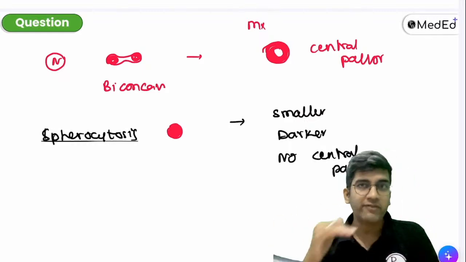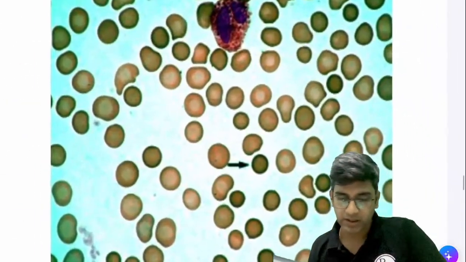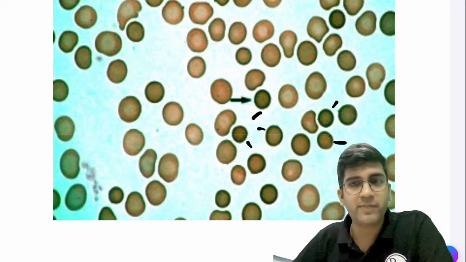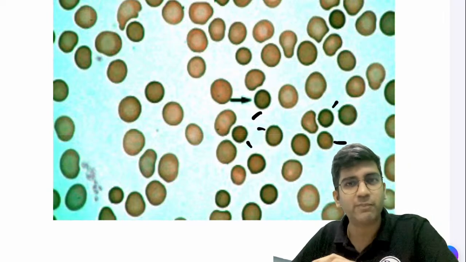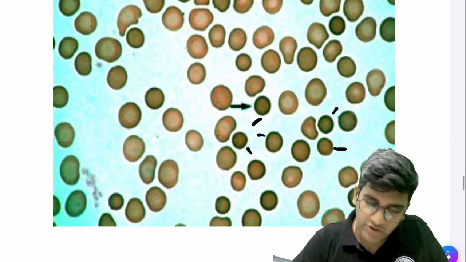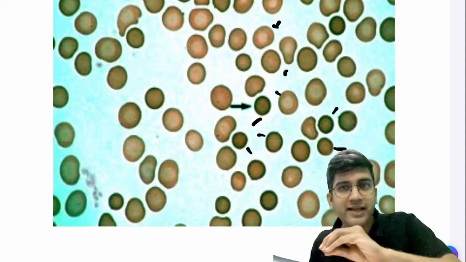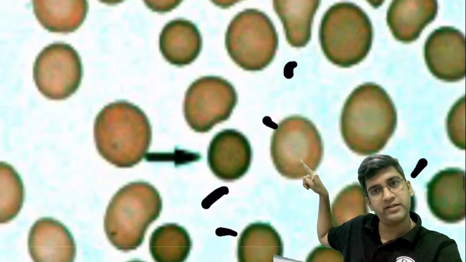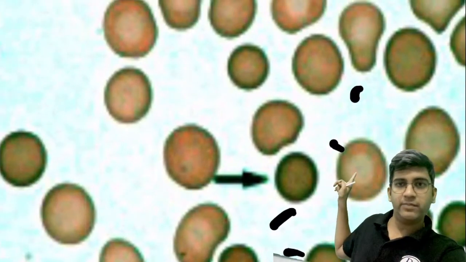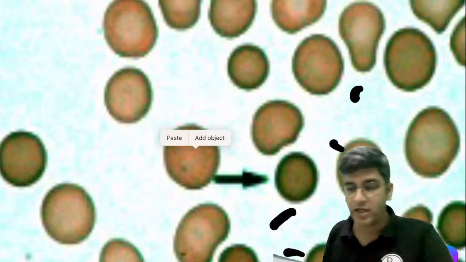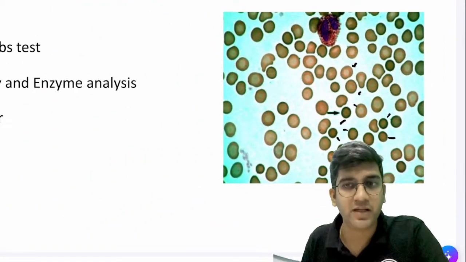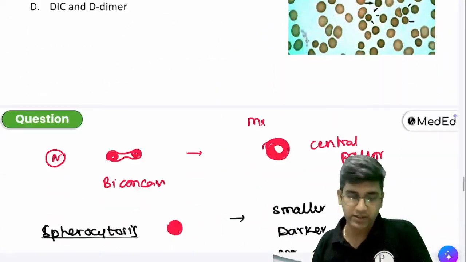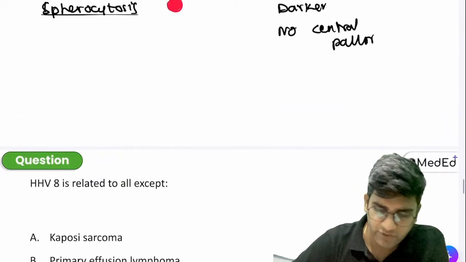So if I diagnose it, then we look at what's the answer. Look at this. Can I say all these don't have a central pallor? They are completely dark compared to these areas. Though this also does not have a clear central pallor, the central area is somewhat pale. If you look carefully, it's not the exact same color. Compare these two. So a spherocyte will not have a central pallor. They'll be smaller, darker, and have no central pallor. Now I know this is a spherocyte. So my first step of the job is done.